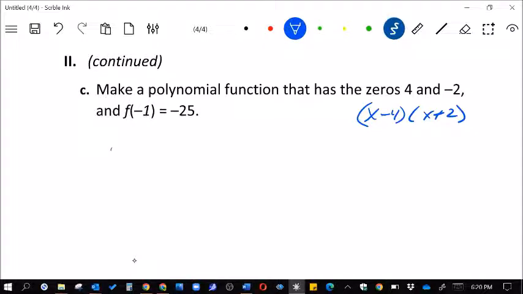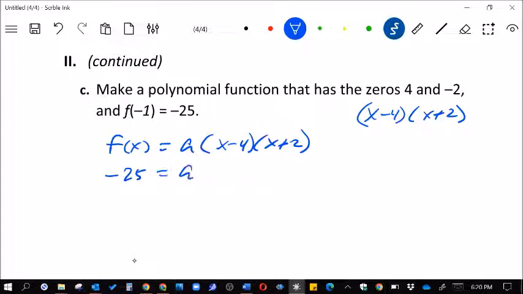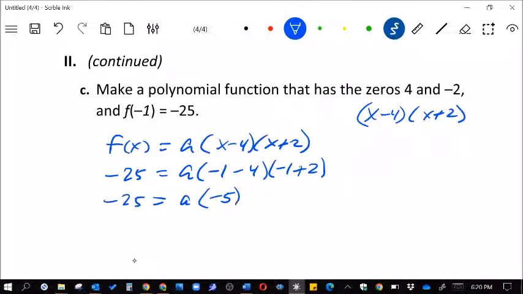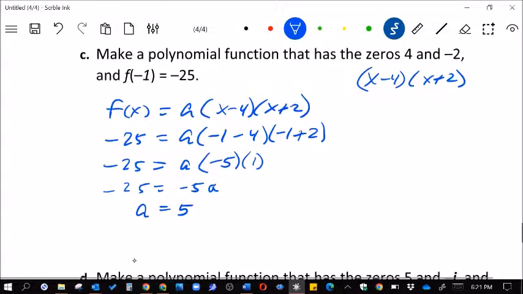And it's an x plus 2. Okay. So I'm going to do where the function of x is equal to a times x minus 4 and x plus 2. And then I know -25 is the result when the x is a -1. So I'm going to put -1 into these. That's a plus 2. So -25 is equal to a times -5. And 2 minus 1 looks like it's a 1. Okay. So it's going to be -25 equals -5a. So a is equal to a +5.